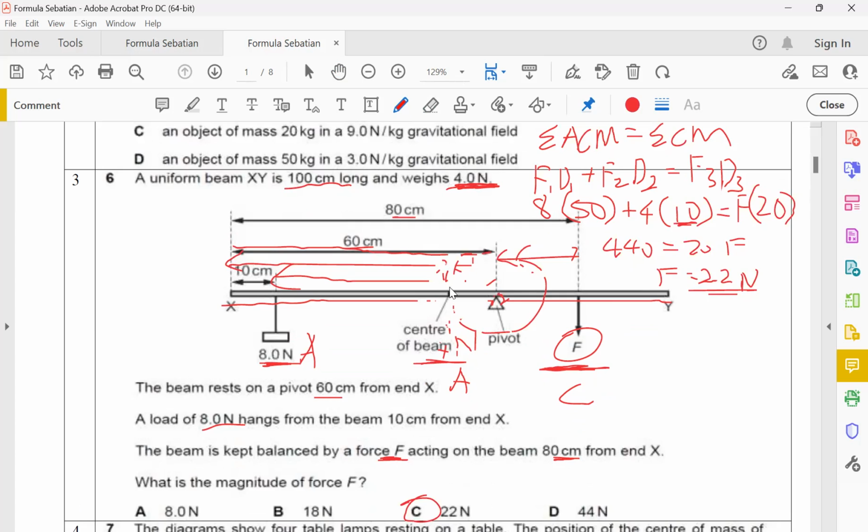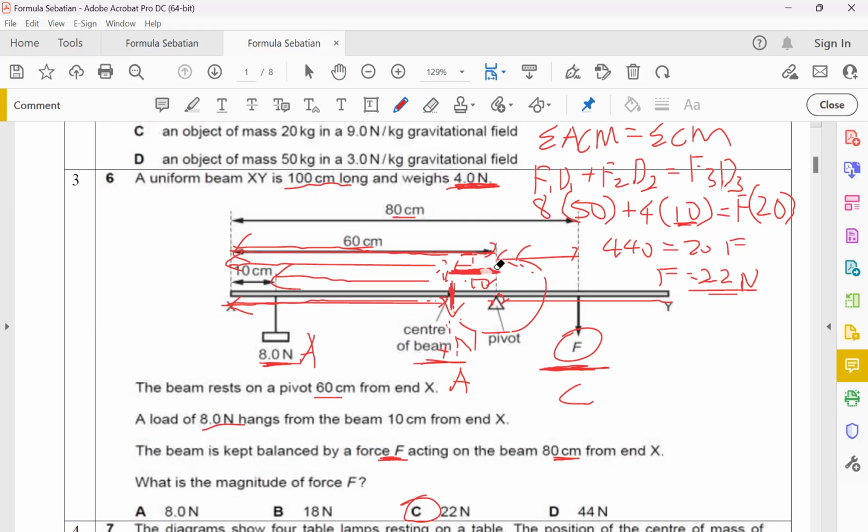The 10 for D2 is because this is the force mark, and this is the distance. I know that this is the center, and center means here to here is 50. Then here to here, they give me 60 already. Then obviously here is 10 now. You see it or not?